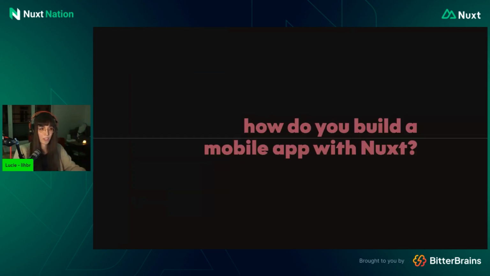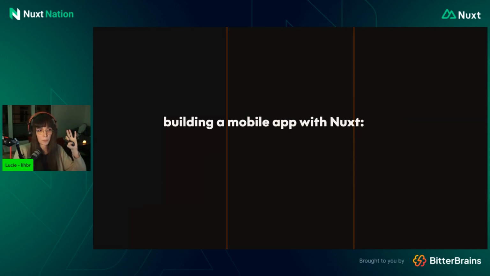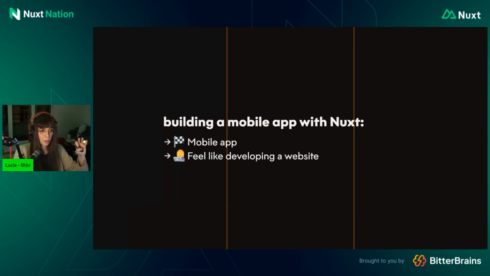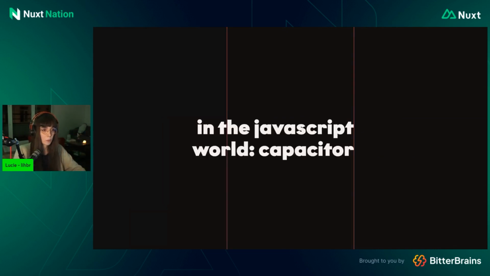So, okay, how do you build a mobile app with Nuxt? The idea when building a mobile app with Nuxt is that you want to end up with a mobile app, but you want the developer experience of it to feel as much like developing a Nuxt website. And to do so in the JavaScript world, we're blessed with Capacitor.